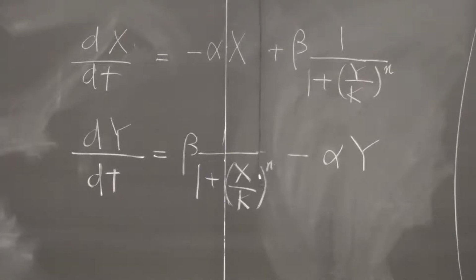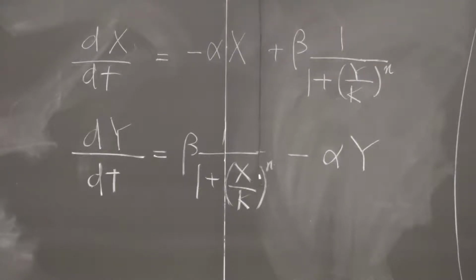What else am I assuming here? The degradation rate, same for the two? Yes. Same K, that's right. I'm assuming that the proteins have the same dissociation constant to their binding sites. And that's again an approximation. Okay?